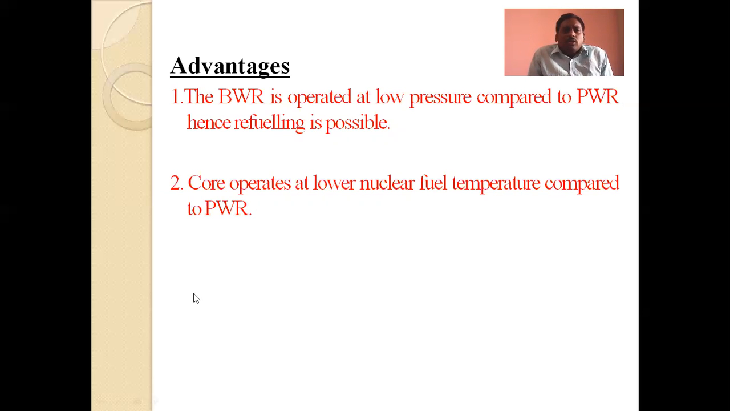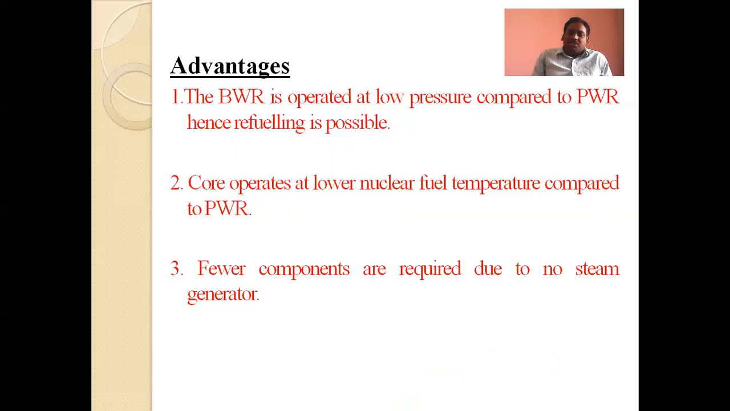And also the core operates at a low temperature. Why does the core operate at low temperature? Actually the temperature is high, but the water directly converts into steam. That's why the water takes this heat. That means the heat produced from the nuclear reaction is taken by the water directly. That's why the temperature is always controlled in a boiling water reactor.